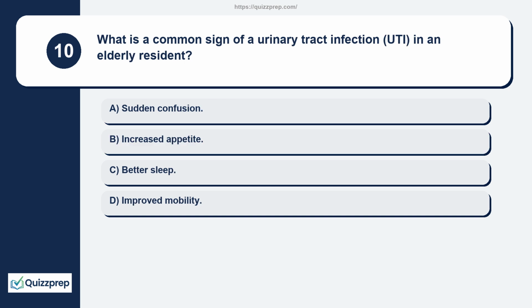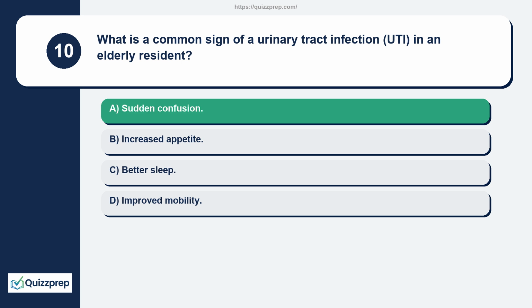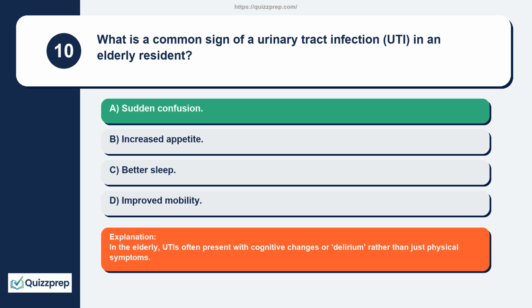Question 10. What is a common sign of a urinary tract infection, UTI, in an elderly resident? Sudden confusion. Increased appetite. Better sleep. Improved mobility. In the elderly, UTI often presents with cognitive changes or delirium rather than just physical symptoms.